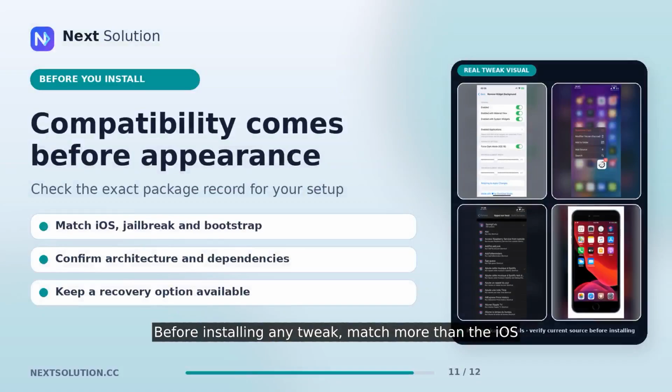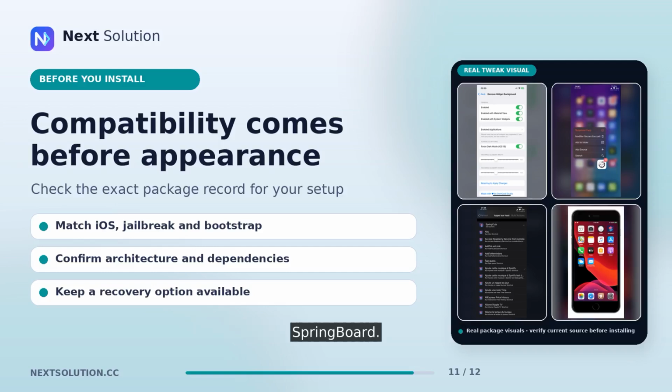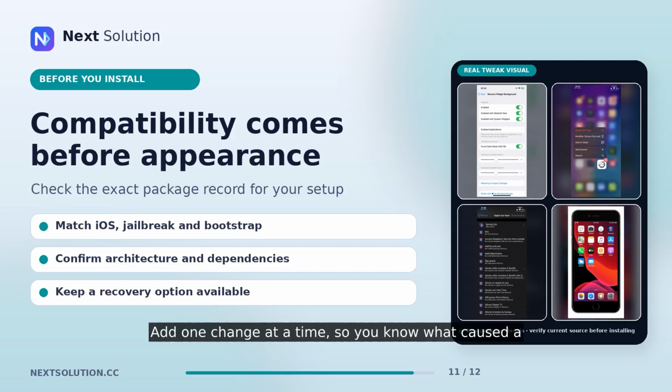Before installing any tweak, match more than the iOS number. Confirm your jailbreak, rootful or rootless bootstrap, device architecture, package dependencies, and the exact version currently offered by the source. A screenshot, a familiar package name, or a wide support range does not guarantee compatibility. Check whether the package is paid, whether a recent update changes requirements, and whether another installed tweak modifies the same part of Springboard. Add one change at a time so you know what caused a problem. Keep access to your jailbreak safe mode or package removal method.